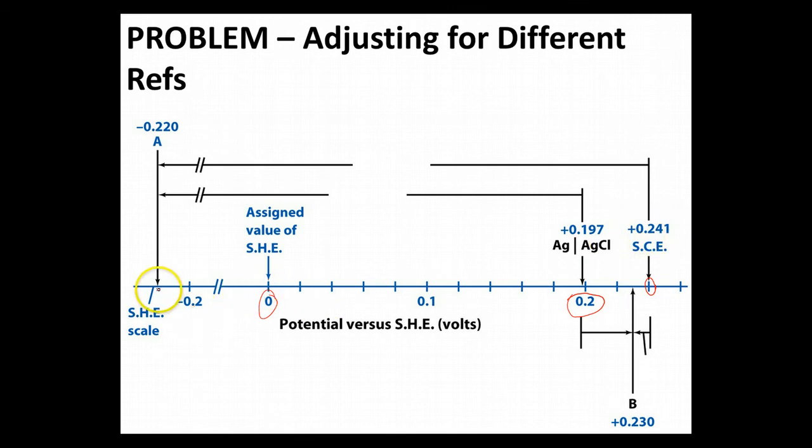Now, if we were to do a reading on the standard hydrogen electrode scale, and we were to find that it's going to be negative 0.220 volts, I want you to determine the voltage for species A if we were to do it against the silver chloride electrode instead, and if we were to do it against the saturated calomel electrode instead. So go ahead and pause the video and try that now.